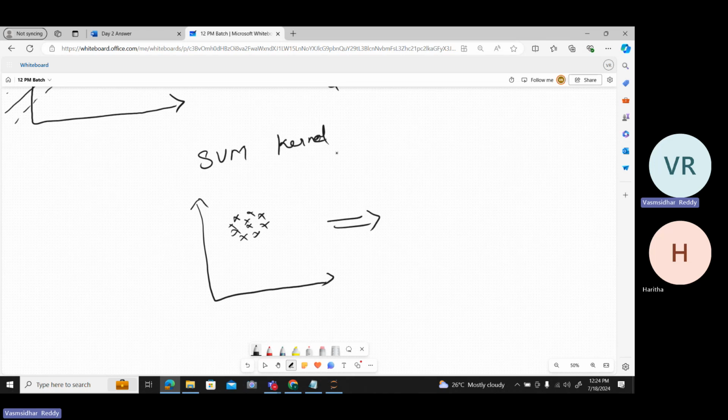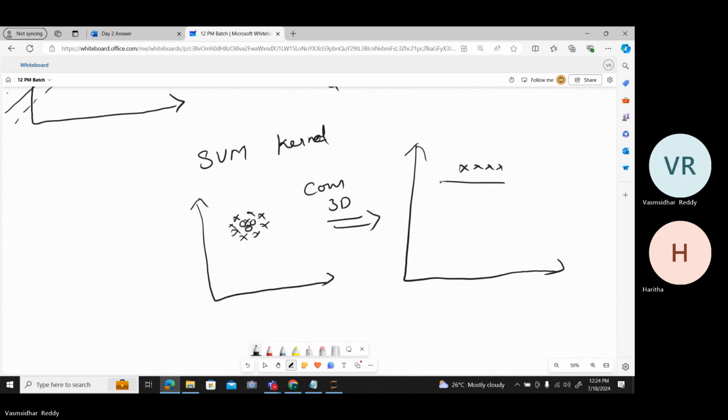Further, this SVM kernel will convert it into 3D. This is non-linear data, right? We have two kinds of data points, one is circles and one is crosses. It will convert it like a 3D by using the kernel, to view the non-linear data.